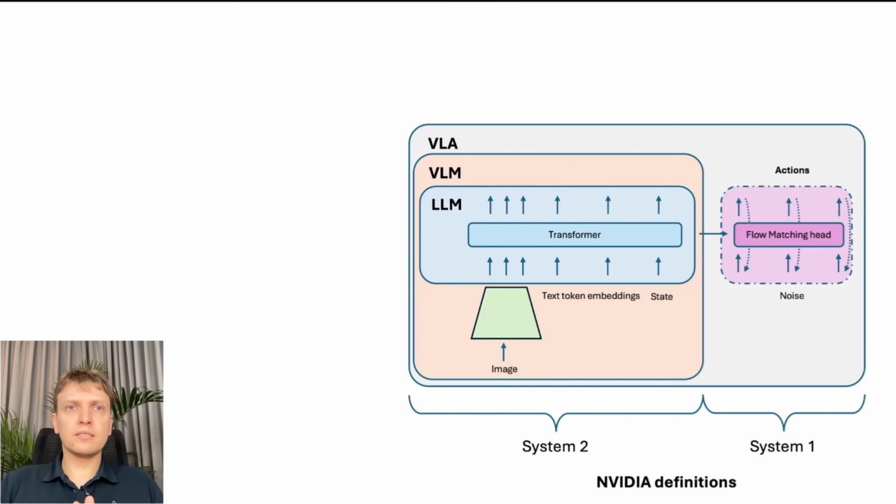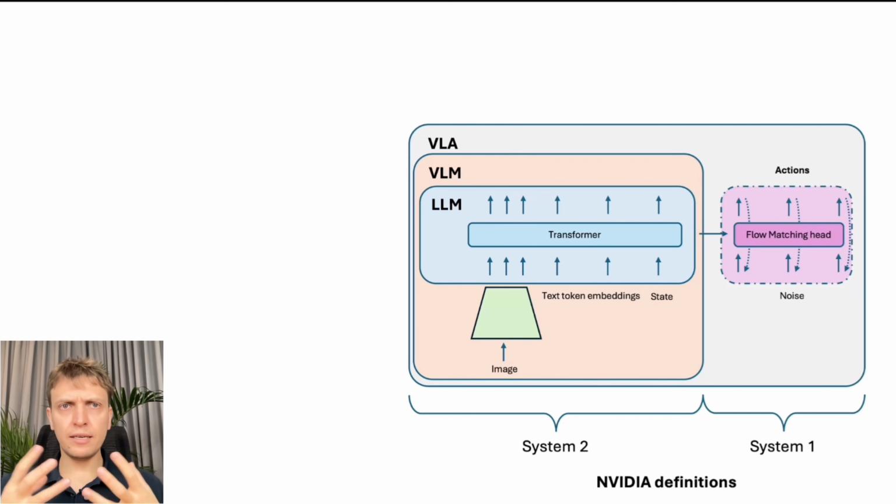And now let's discuss the topic that confuses a lot of people. Let's talk about the definitions of System 1 and System 2. The problem is that right now in the industry, in different papers, there are 2 common sets of definitions of System 1 and System 2. And the definitions that are used by NVIDIA are not my favorite, so I prefer another one. And when I say System 2 in my videos, it's not the same as System 2 in the NVIDIA papers.